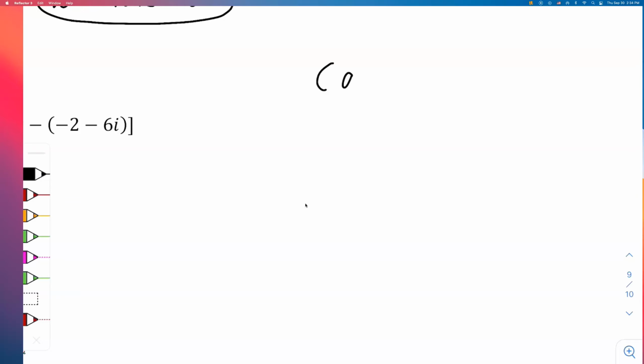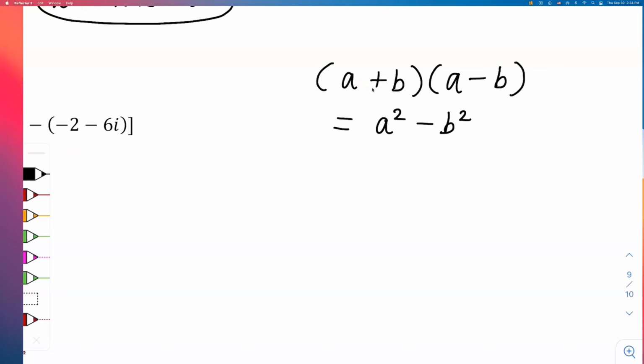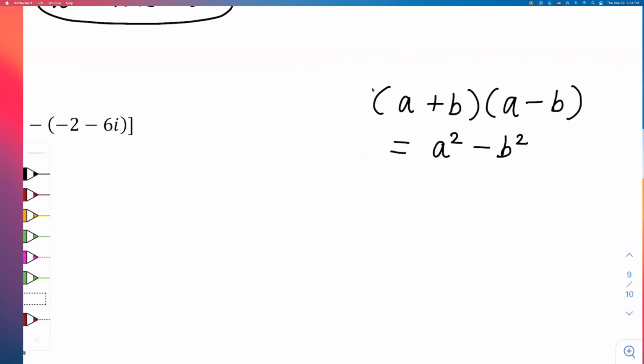Remember when you had a plus b times a minus b? When you multiply binomials that are exactly the same except for the sign in between the terms, what does that come out to be? That becomes a squared minus b squared. This is what we are going to use to do the second method. So I want you to remember that, okay? If you have a plus b times a minus b, that is simply a squared minus b squared.